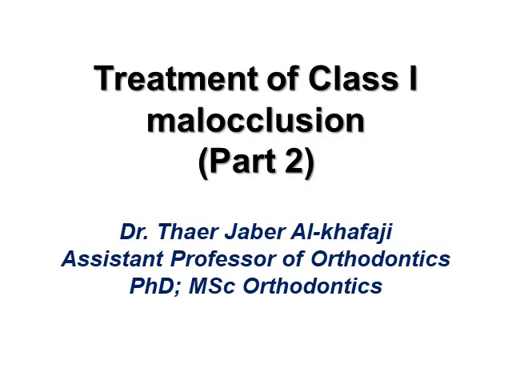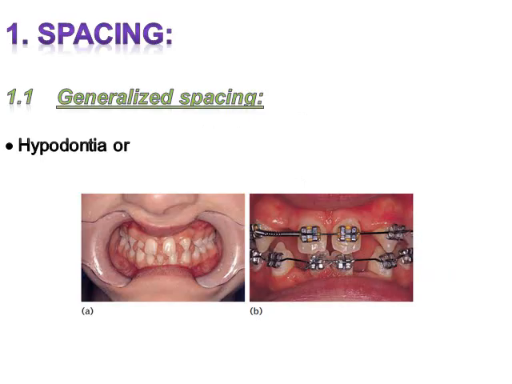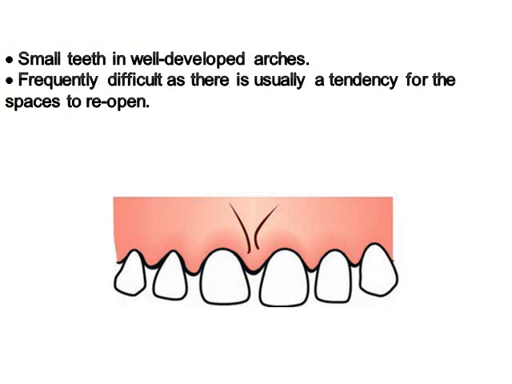Bismillah ar-Rahman ar-Rahim. Our lecture today will talk about part 2 of the treatment of class 1 malocclusion. So, spacing. In general, generalized spacing is due to either hypodontia or small teeth in well-developed arches. Orthodontic treatment of generalized spacing is frequently difficult, as there is usually a tendency for the spaces to reopen unless permanently retained.